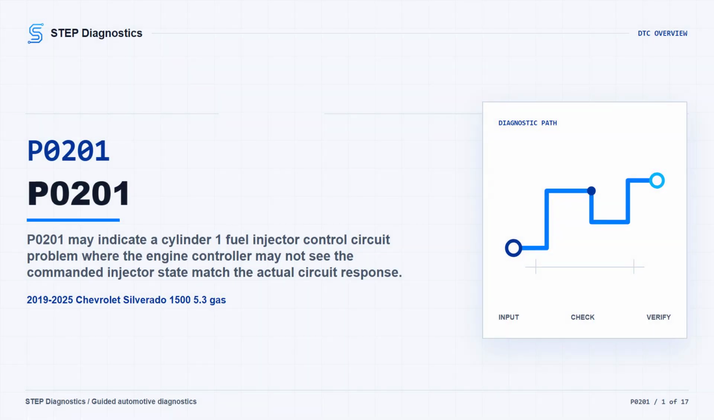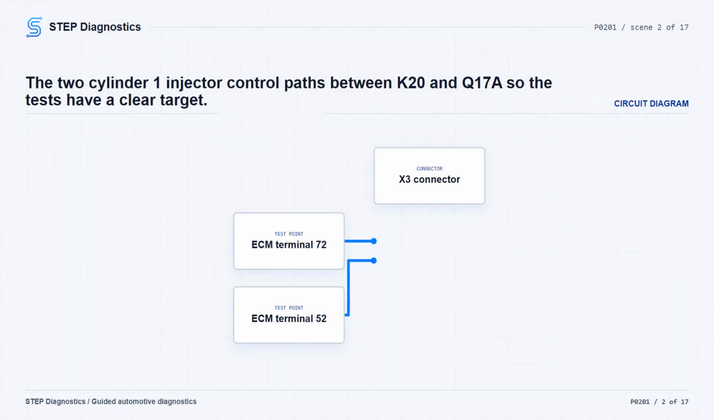On this Silverado, P0201 points us toward the cylinder 1 fuel injector control circuit. In plain language, the engine controller may not be seeing the injector command and the actual circuit response line up the way it expects. The truck may run rough, may misfire, may have reduced power, or may turn the check engine light on. Broadly, we're looking at a possible injector problem, wiring issue, connector or terminal concern, or in some cases, a control module driver issue.